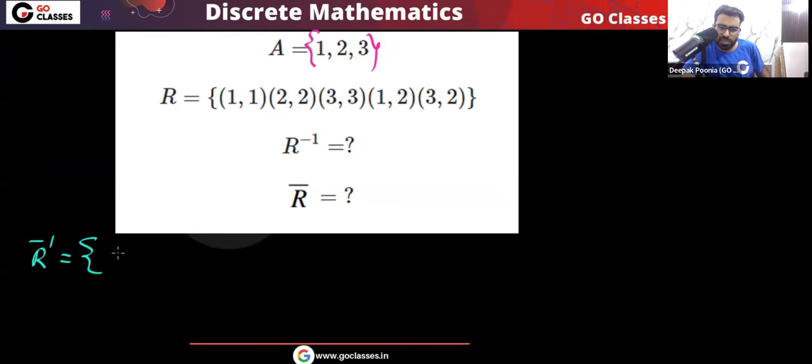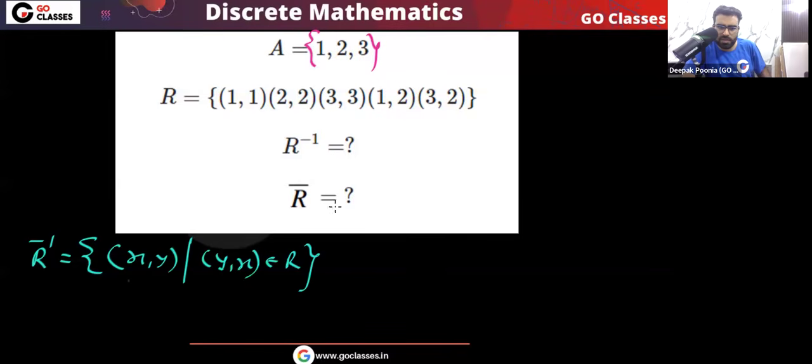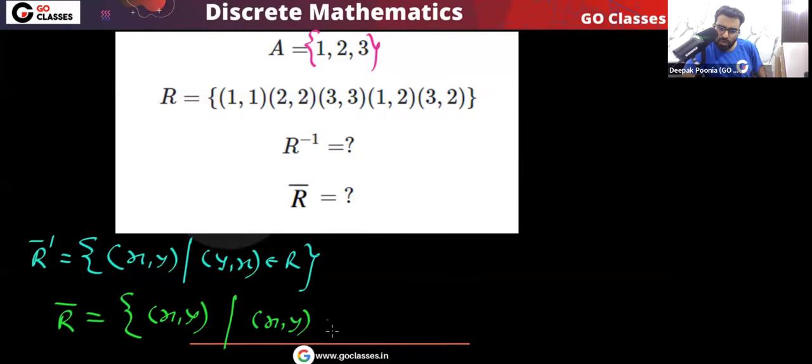For R inverse, the definition says that in R inverse we have ordered pairs xy such that yx belongs to R. Yes or no? It means if the ordered pair yx belongs to R, then xy will belong to R inverse. To find R inverse, we just swap the elements in every ordered pair belonging to R. And what about R bar, or the complement of R? In the complement of R, we have xy such that this ordered pair does not belong to R. It means you take all the ordered pairs which do not belong to R, and you get R complement.